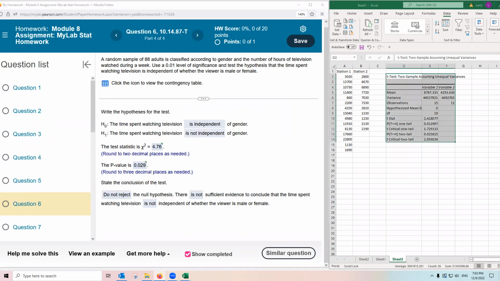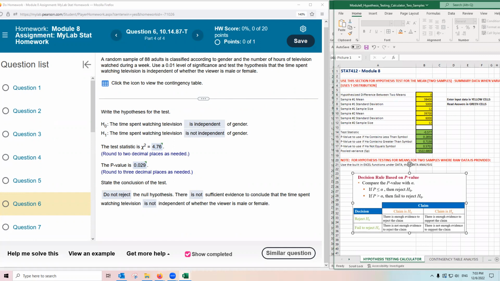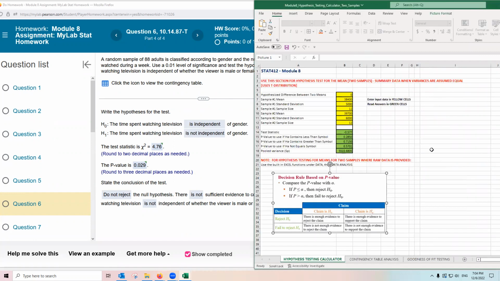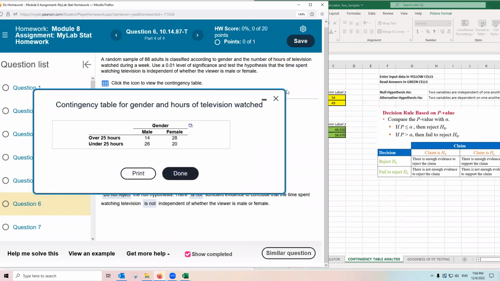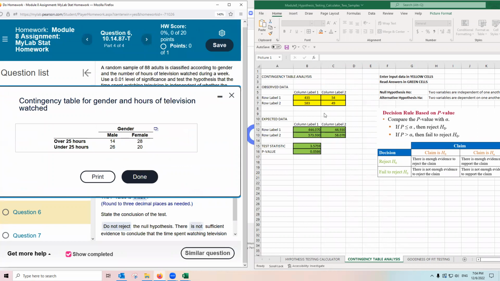So on this module 8 calculator, I created two tabs here. One is called contingency table, and the other is called goodness of fit testing. I'll talk about goodness of fit testing maybe in a second video, but for right now, let's do contingency table analysis. So here's the way we're going to do it. If you notice in the yellow cells, you're going to basically copy this data. And then the green cells are going to give us our answer.